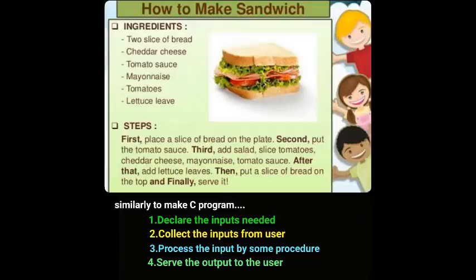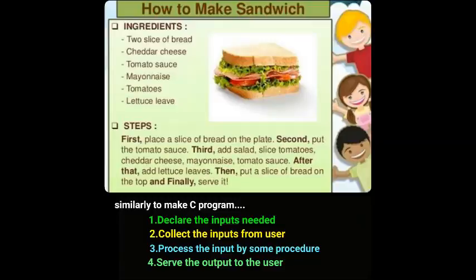For example, if you need to prepare a bread sandwich, you need two slices of bread, cheese, tomato sauce. Like, you need some ingredients. You have to find the ingredients. After finding the ingredients, by using them, you have to follow the procedure, and you will finally get a bread sandwich that will be served to your friends, right?